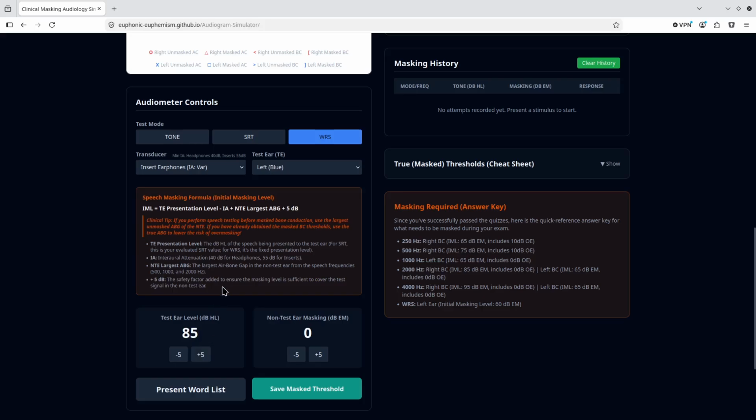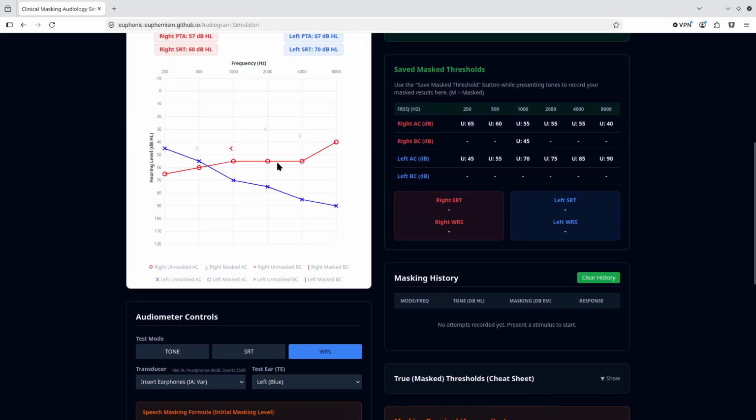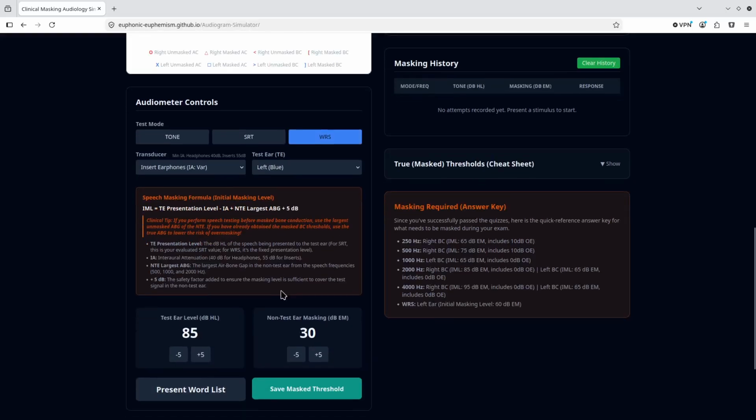And our rule is minus interaural attenuation, so minus 55. That puts us at 30, okay? Plus the largest air bone gap in the non-test ear. So the non-test ear is the right ear. What's the largest air bone gap in the non-test ear for the right ear? It appears to be at 2,000 hertz, 30 versus 55, so that's a 25 dB difference. We're going to add that on top here to make this 55. And then we have a 5 dB safety factor.